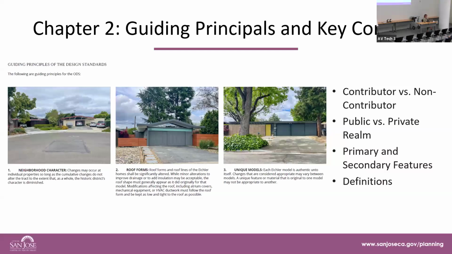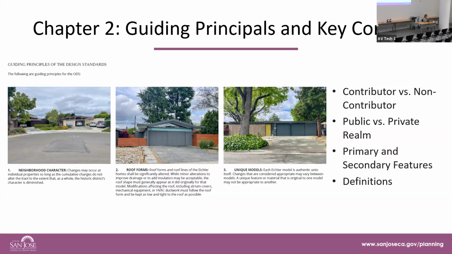Chapter 2 talks about guiding principles and key concepts. So when we apply standards and guidelines, we look at the specific houses. When the National Register nomination was done, properties were looked at individually, and they were determined whether they contributed or didn't contribute to the character of the neighborhood. So the chapter talks about how each of those contributing or non-contributing properties would be treated.